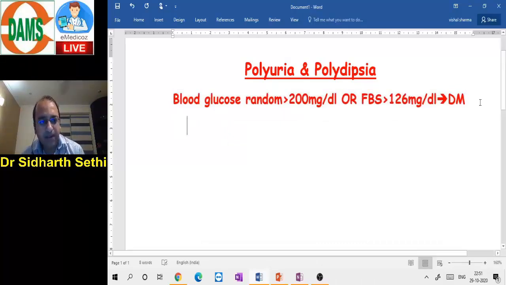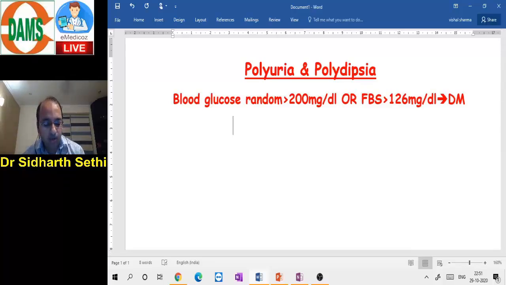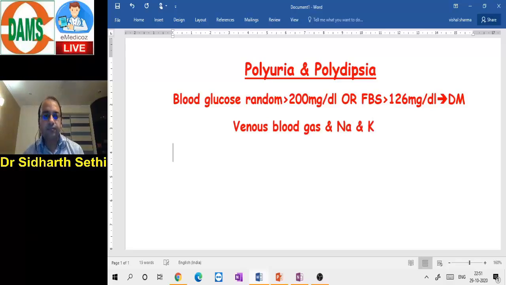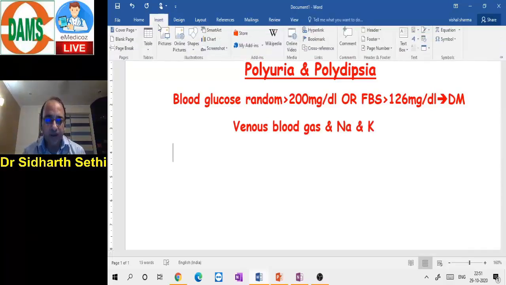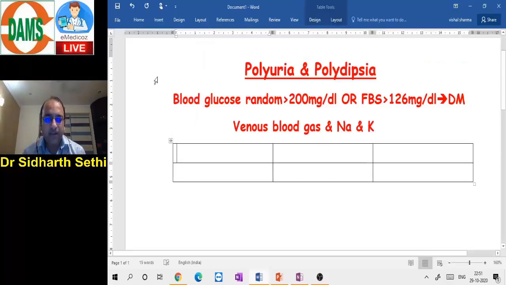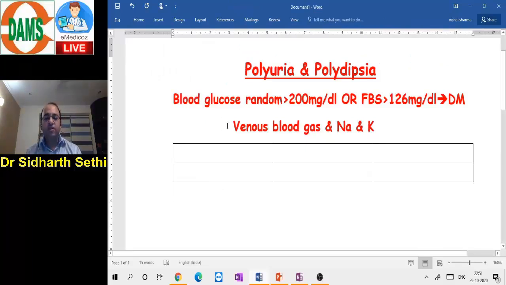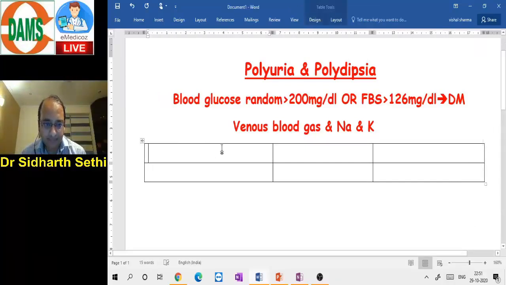Now, if diabetes mellitus is not there, my next step is to do a blood gas, a venous or arterial blood gas, anything is fine, and sodium and potassium. We look at sodium and potassium. Now, there are 3 possibilities. Let's talk about the 3 possibilities.